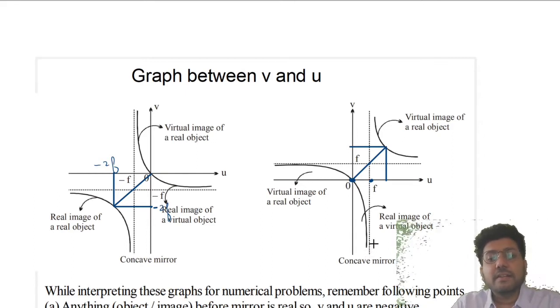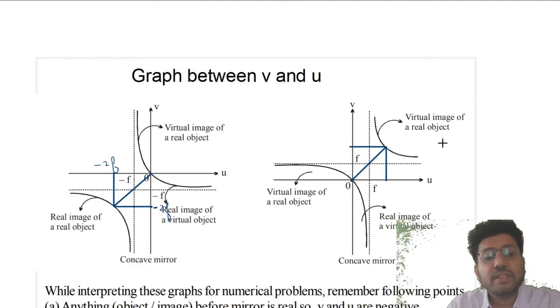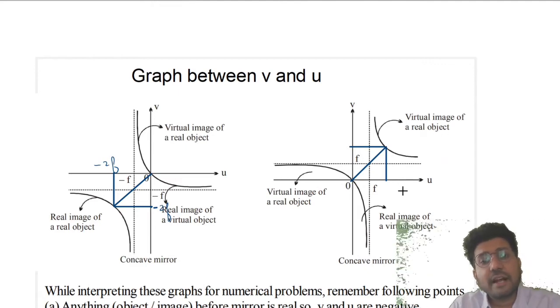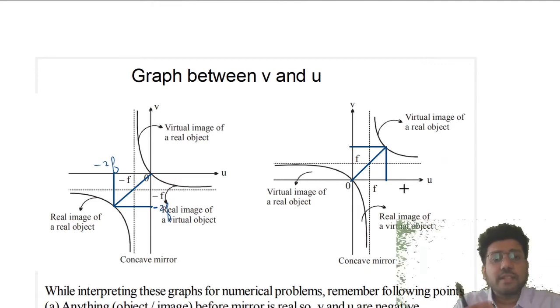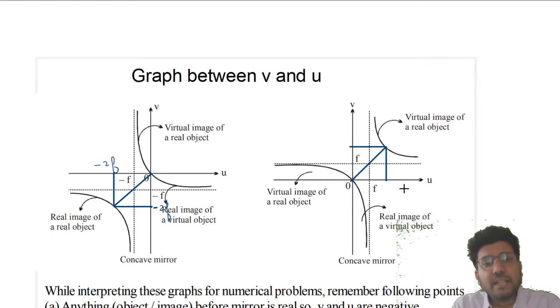I hope everybody has understood the graph. If you have not understood the graph, then first go back to the third lecture, understand the image positions, and remember them thoroughly. You will be able to plot this graph.